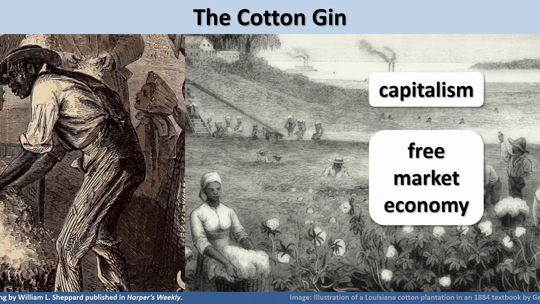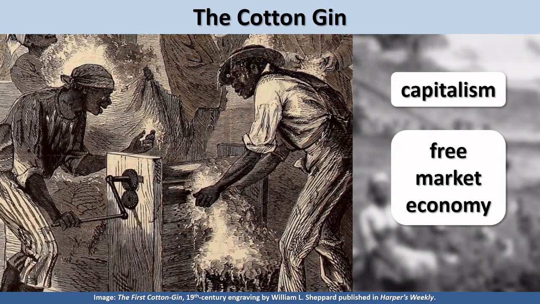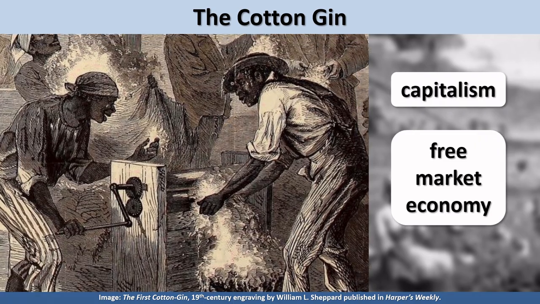Instead of cleaning just 1 pound of cotton a day, using Whitney's new machine, a single person could process about 50 pounds daily. Whitney believed that by cutting down the amount of work needed to process cotton, his machine would make slavery less popular in the United States. Eventually, he thought, using the gin to replace human labor would help end slavery all through the South.